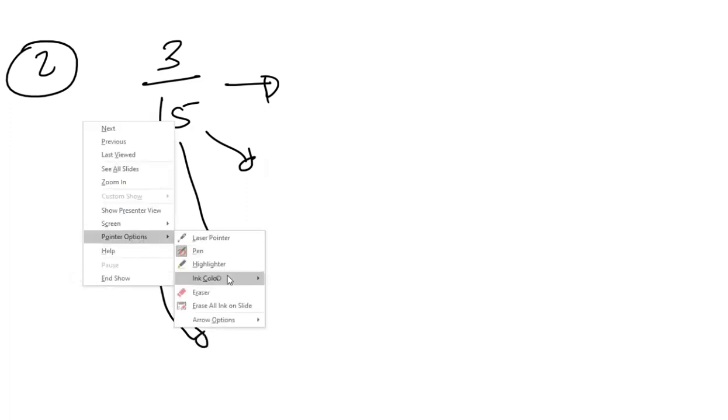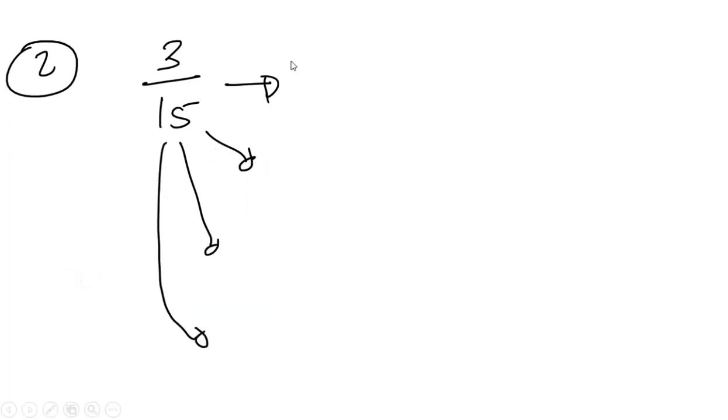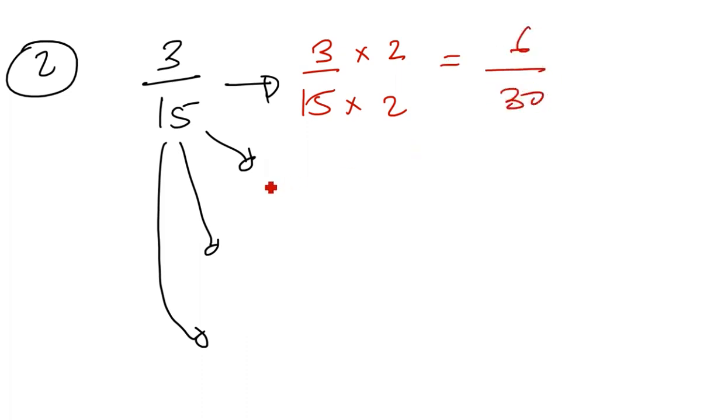Okay, so we multiply. So we have 3/15 times 2 over 2. You get 6/30.